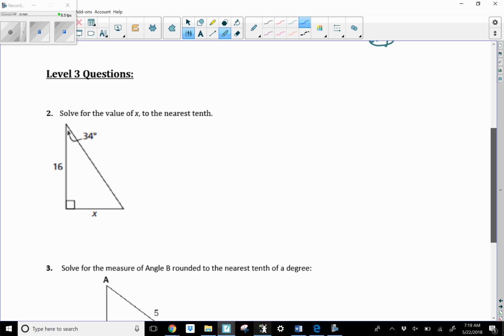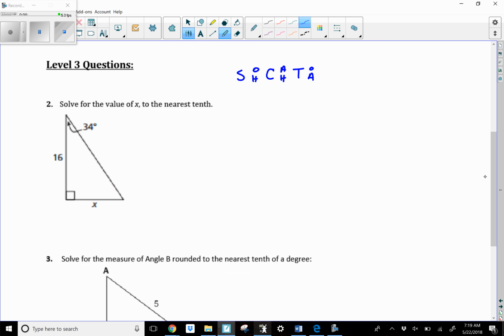So the first step in this process, since we have a right triangle, we know we can use SOHCAHTOA. We need to identify which trigonometric ratio we can use to answer this question and solve for x. The first thing I'm going to do is indicate the angle we're given with an arc. So this 34 up top.